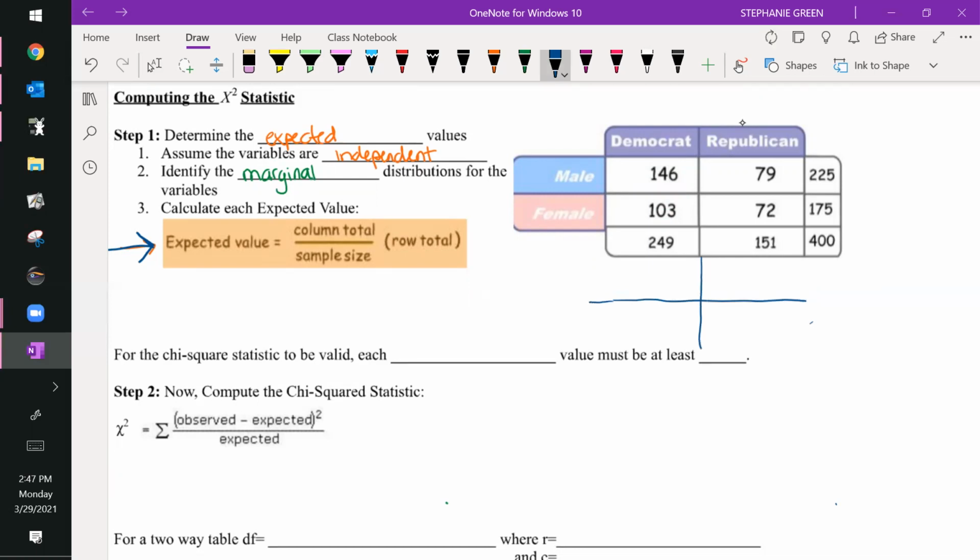All right. So looking at my formula, it says I'm going to take my column total. So if I'm going to do this position, this category here first, my column total is here. It's my 249.